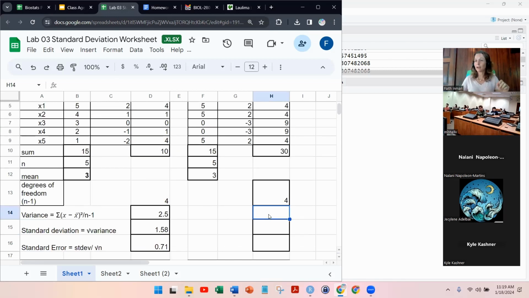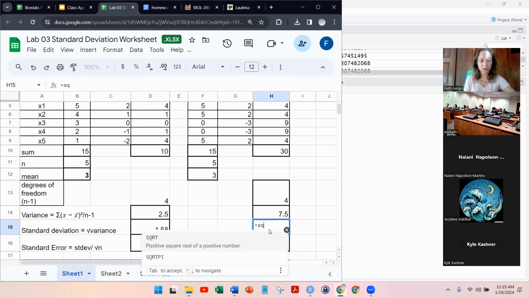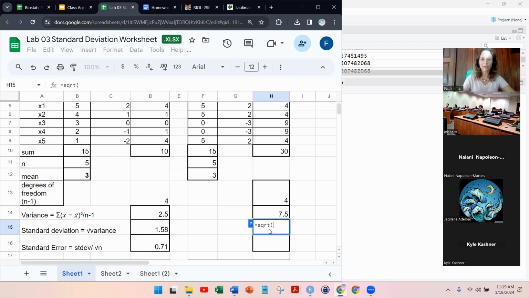Now we want to calculate the variance. To calculate the variance, all we do is divide the sum of the square differences by the degrees of freedom. And our variance is 7.5, which is, again, a lot higher than our last example. Now to get the standard deviation, we just take the square root of the variance: equals SQRT, open parentheses, select the cell with the variance, close the parentheses.